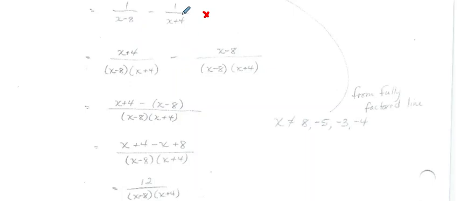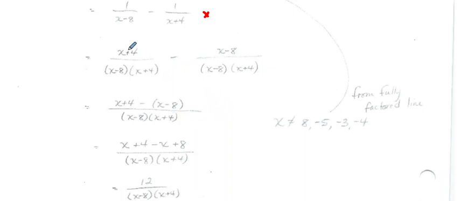Same thing with this one. What did you multiply x plus 4 by? Well, you multiplied by x minus 8. So it gets multiplied top and bottom. So you're left with x minus 8 on the top, and you've got your two brackets on the bottom. Okay, so now your next step is going to be to combine and put it all in one fraction. So x minus 8, x plus 4, that's your common denominator.